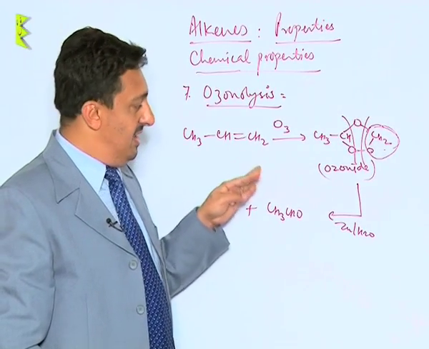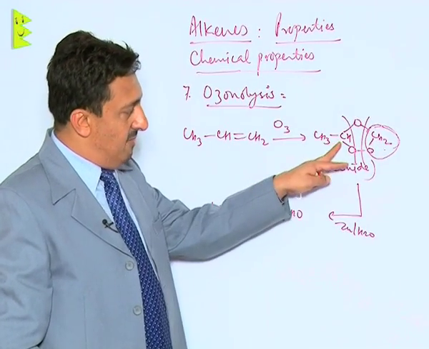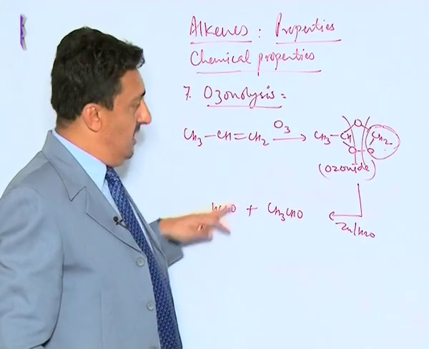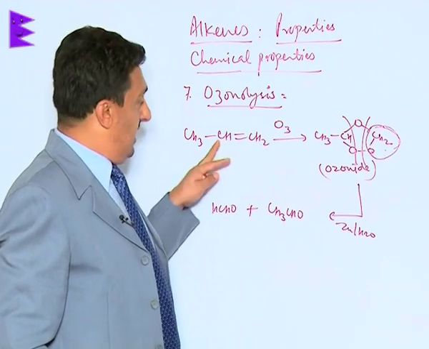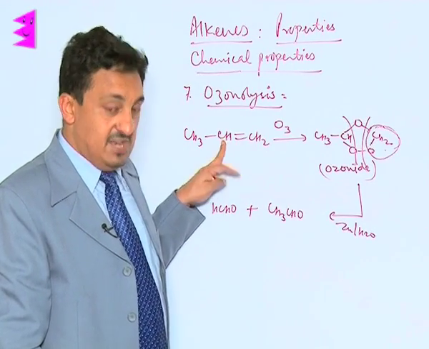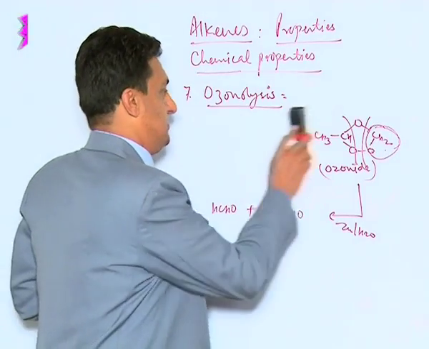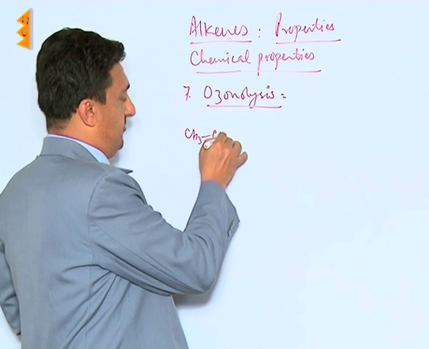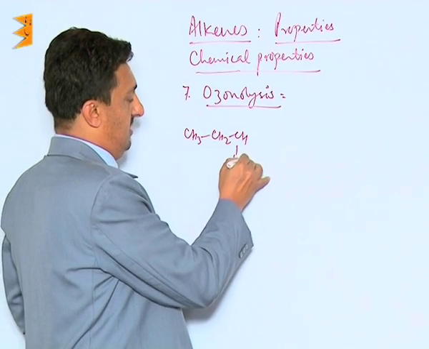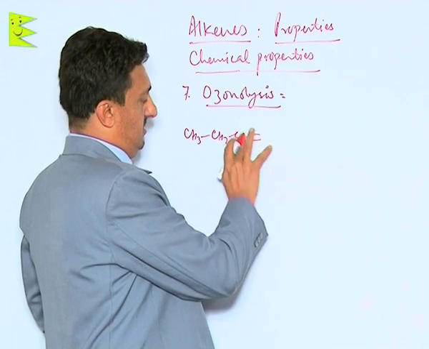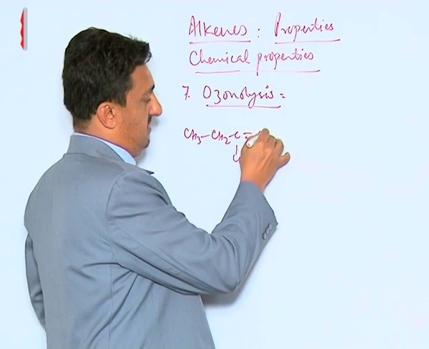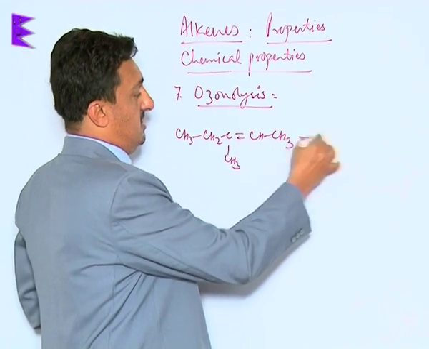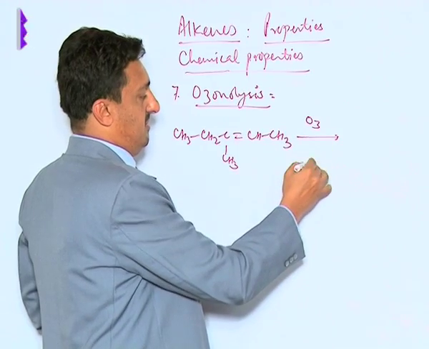And what we get accordingly is an aldehyde or a ketone. If that carbon which was having a double bond is having only one alkyl substitution, we get an aldehyde. If no substitution, we get formaldehyde, and if there will be two substitutions, we'll be getting a ketone. Let me give you another example of this. Let us suppose we have CH3, CH2, CH, CH3, double bond. This one, CH, CH3. So this on ozonolysis will give us what?